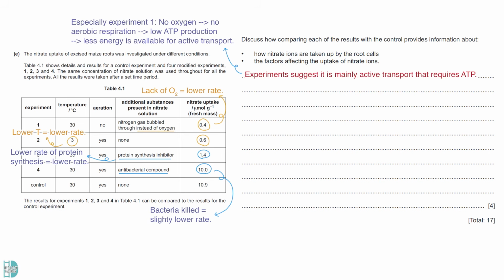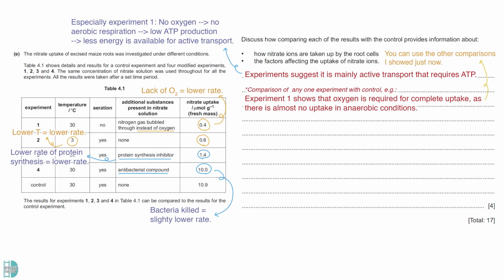Experiment 1 is a strong indicator that active transport is involved in the uptake. It requires ATP. Without oxygen, aerobic respiration does not occur. Therefore, ATP production is low, and less energy is available for the process. You can get a mark by comparing any of the experiments with the control. You may use any points I have stated just now. Then, quote comparative data to support your second point. You are free to choose from any of the 4, but ensure that your second and third points refer to the same comparison.